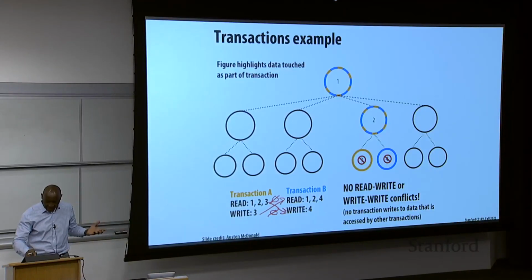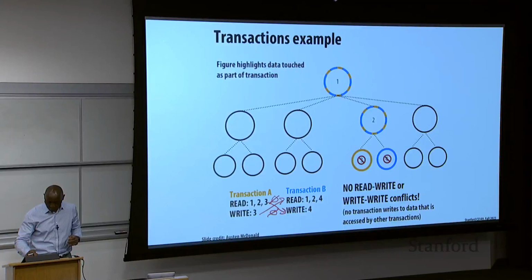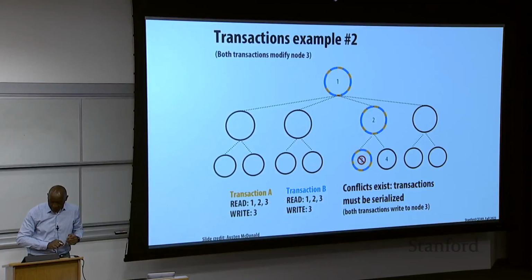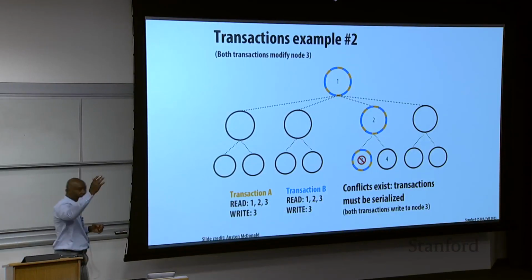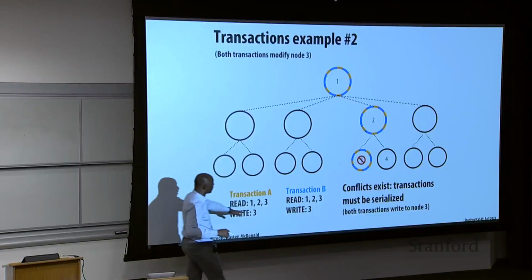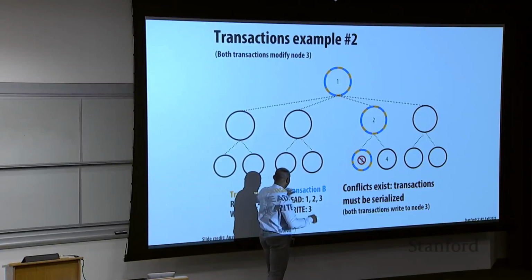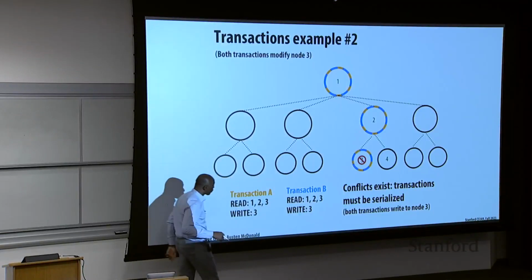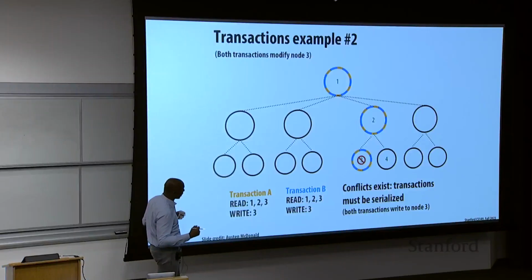Okay, so in this case, there is no read-write or write-write conflict. But in the case that you just brought up, both the transactions are trying to update node 3. Now there is a conflict, and so we need to serialize them, right?